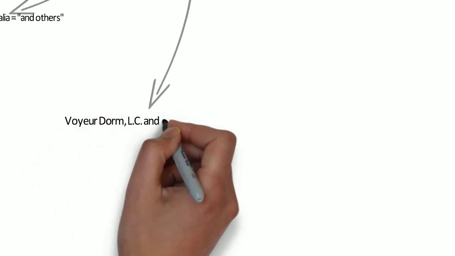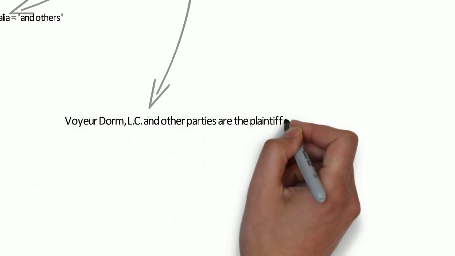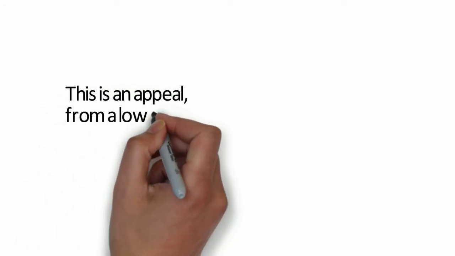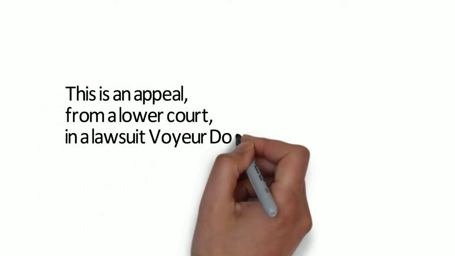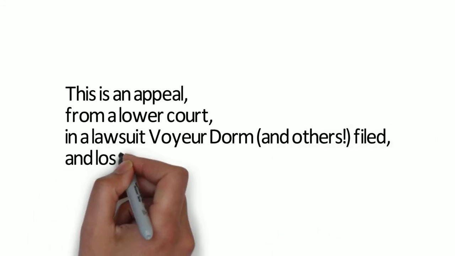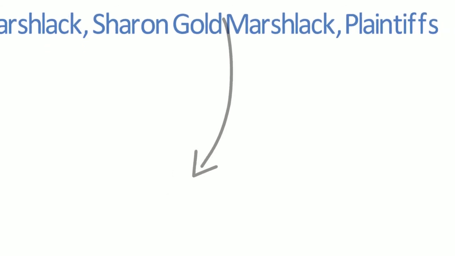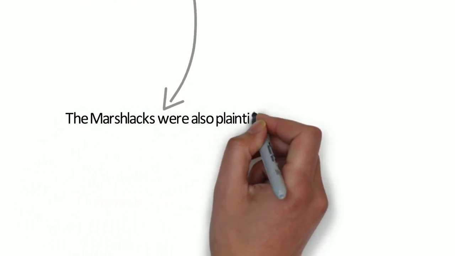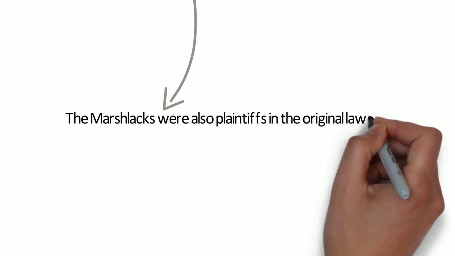Voyerdorm and those other parties are the plaintiffs. They filed the suit, and are the appellants. They filed the appeal. In other words, this is an appeal from a lower court in a lawsuit Voyerdorm and others filed and lost, at least in some respect. The Marschlacks are also plaintiffs in the original lawsuit, but they are not listed as appellants. They are not part of this appeal.